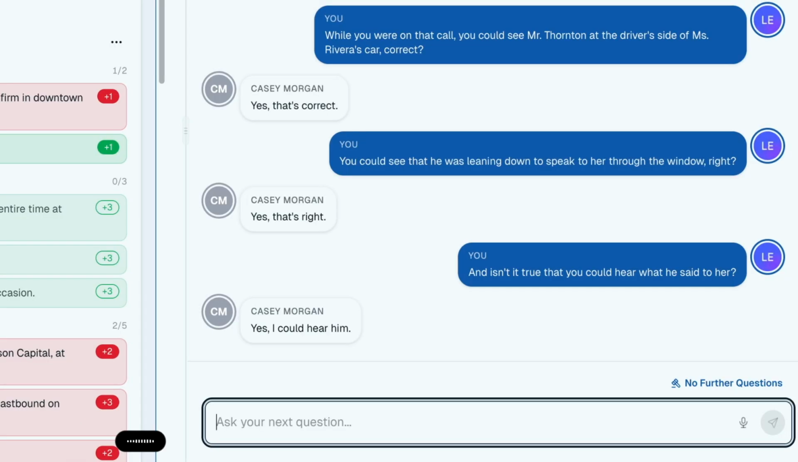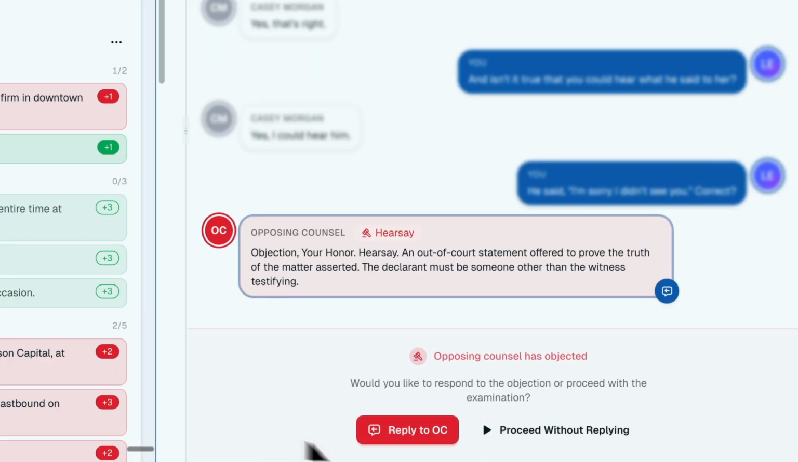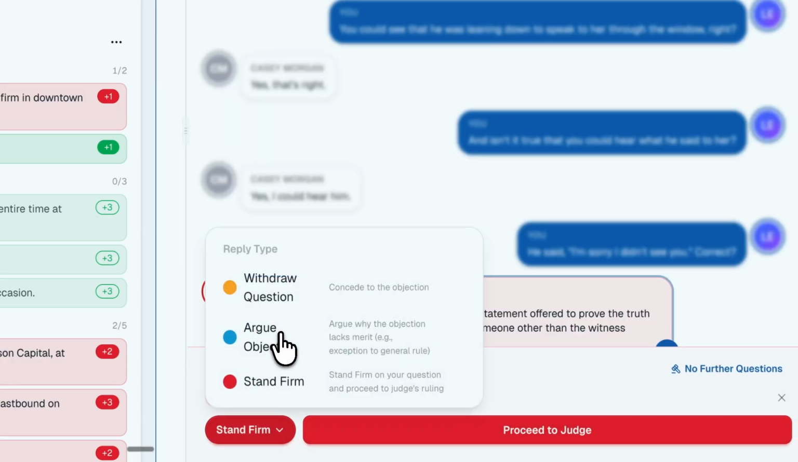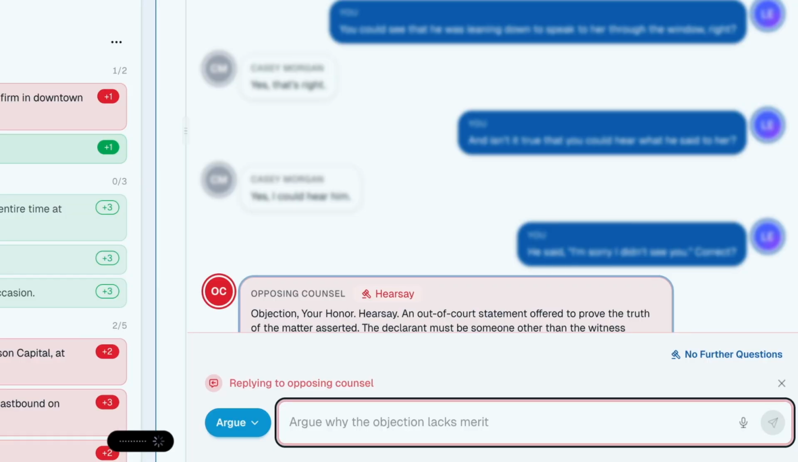Here, we've come to a critical moment in the trial. I know from Ms. Morgan's witness statement that she heard the defendant tell the plaintiff, quote, "I'm sorry I didn't see you." That's an admission of fault from the defendant's own mouth, and I want Morgan to repeat it in open court. When I ask the question, opposing counsel objects on hearsay grounds, the same objection that got my earlier question thrown out. But this time, I argue that the testimony is admissible under Rule 801(d)(2) as a party opponent statement.